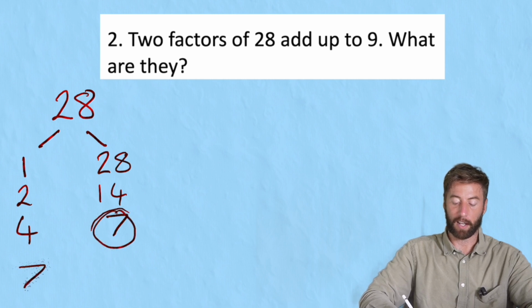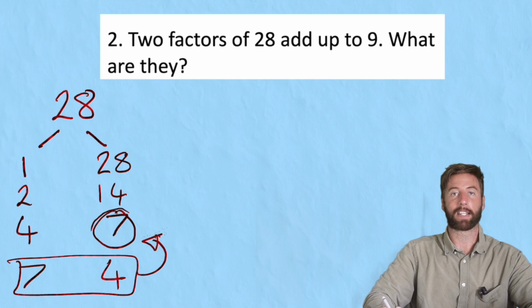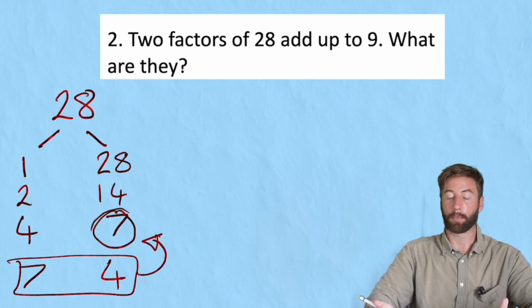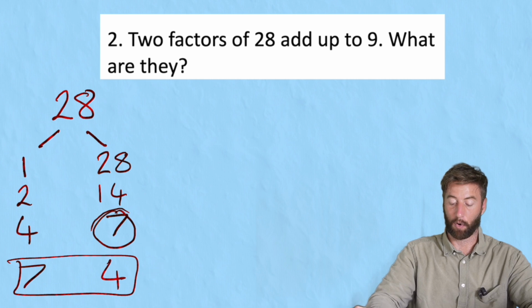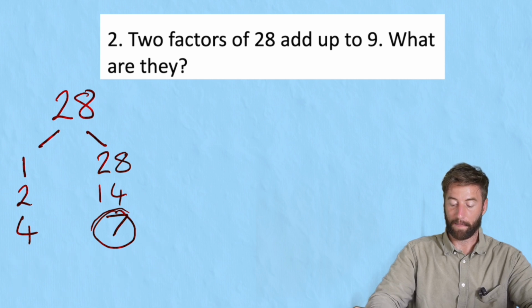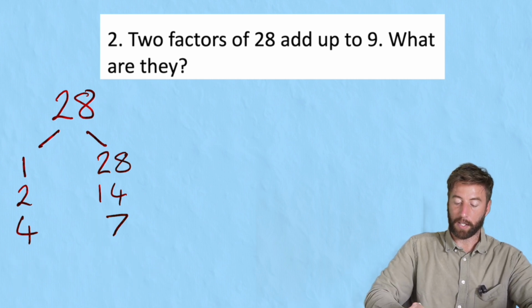So if I had 7 here, this pair would be 4. And we already have that pair in the previous section. Because if we remember about multiplication, it's commutative. So 4 times 7 is the same as saying 7 times 4. So we don't need those there. So our factors of 28 are 1 and 28, 2 and 14, 4 and 7.